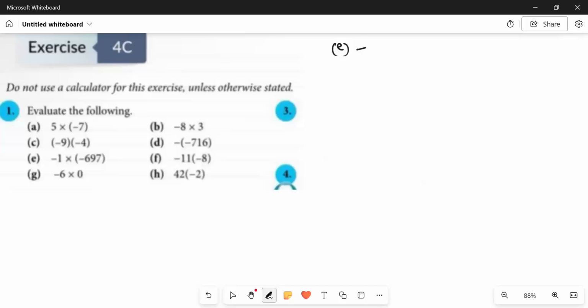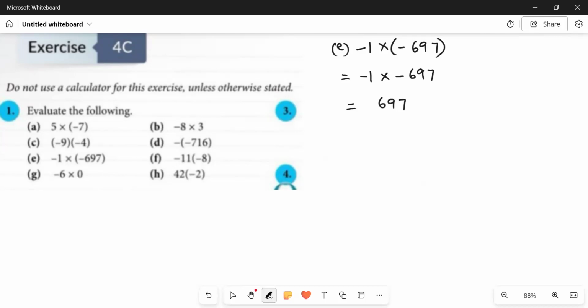Okay, students? Now let's move to part E. Part E says minus 1 multiplied by minus 697. So here we have a minus 1 and we have to multiply it to another negative integer. Both are negative. 1 multiplied by 697 gives us 697, and then minus minus turns into a positive sign. So it would be positive 697. You have to keep in mind that when two integers are both negative, they will give a positive product.